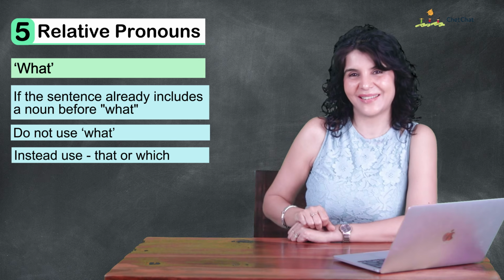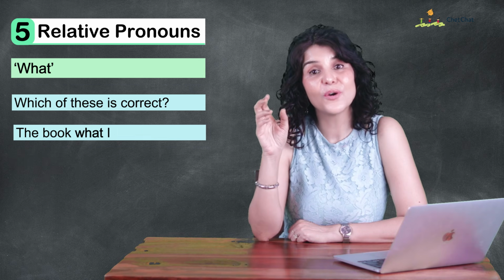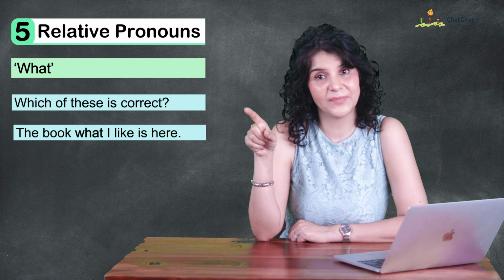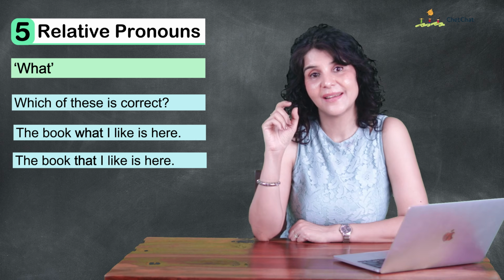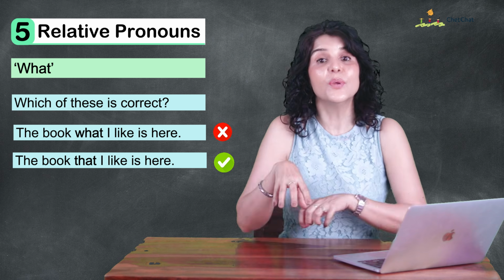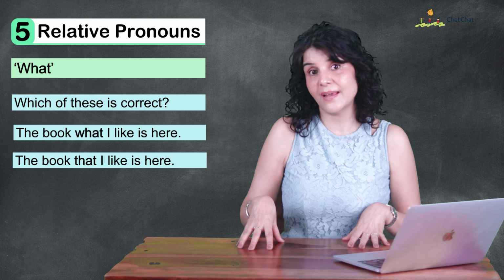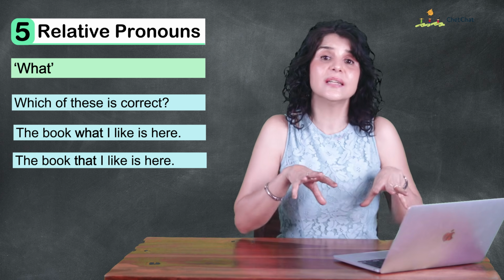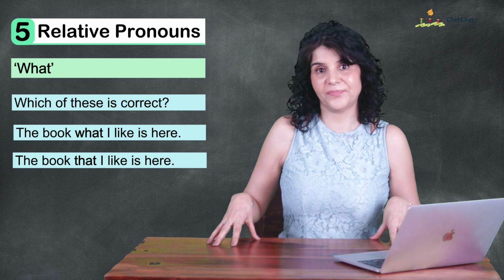Now, which of these is correct? The book what I like is here. The book that I like is here. The first sentence is wrong and the second one is correct. We could have said what I like is here and that would have been correct, but we cannot say the book what I like is here.